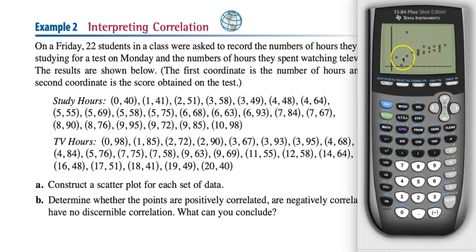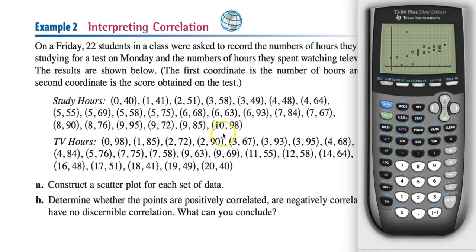So there's our data. I might have typed some things in wrong, or those are people that did okay. It looks like it's mostly a positive correlation, right? There's some outliers here. We'll eventually talk about outliers. Or I might have made a mistake in one of the two. Right now I only put in study hours.